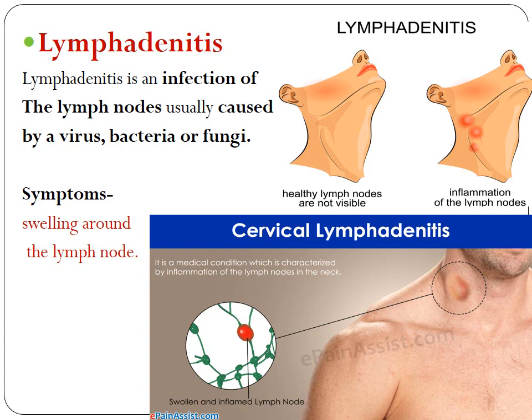So this is what you see in the picture here, a swollen and inflamed lymph node. So yes, there is swelling, it is tender to touch, and that is why it is marked as red. And in a healthy individual, when there is no disease, that is how the neck area looks, and healthy lymph nodes are not visible.